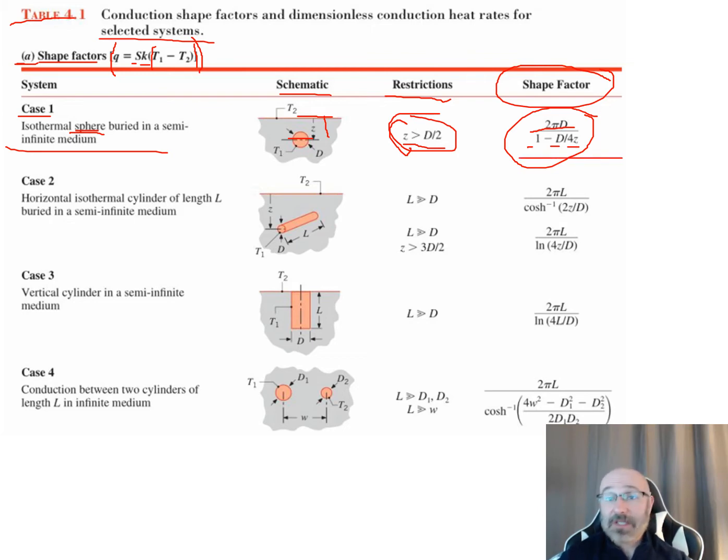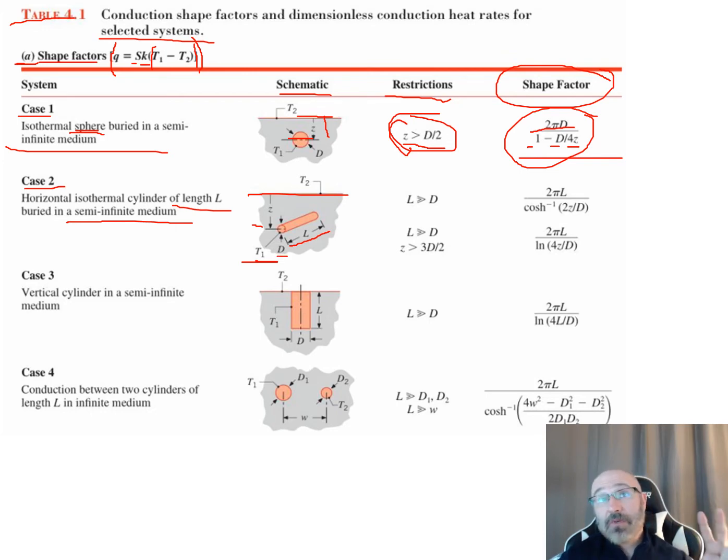So again, let's take a look at the second case here now as well. This case 2 right here talks about the horizontal isothermal cylinder of this length L. So we can see there's our length L, our cylinder, buried in a semi-infinite medium. There's our depth to the center of our cylinder, it's a Z right there. There's our isothermal surface temperature, T2, and there's the surface temperature of our buried object, T1. And we can see it has some diameter D right there.